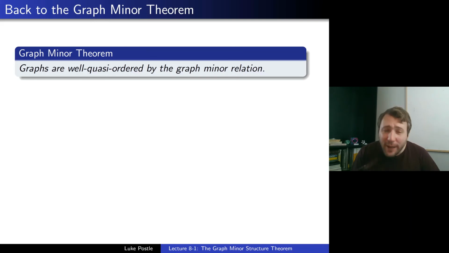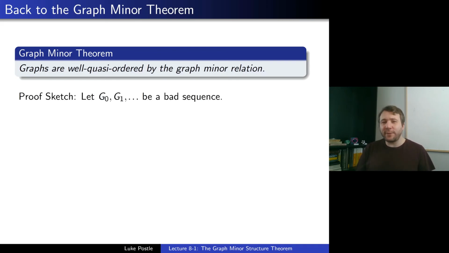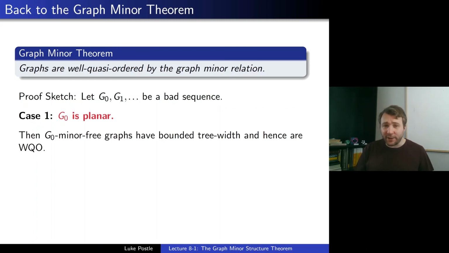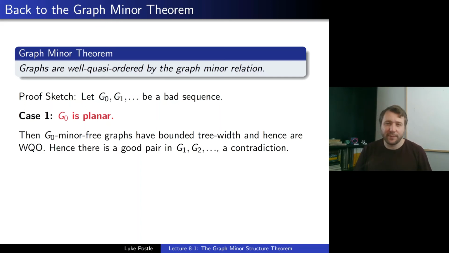So now back to the graph minor theorem. The same ideas show up if you want to sketch a proof of the graph minor theorem. Again, this would be quite long to do in detail and relies on the graph minor structure theorem, which takes many papers to prove. But here's roughly what you would do. You'd assume not, so you'd have a bad sequence, this infinite anti-chain, so let's call it G0, G1, etc. Case 1 would be that G0 is planar, and if you exclude planar graphs, then the rest of G1, etc. would have to have bounded tree width, so they'd be well quasi-ordered, so there'd be a good pair in G1, G2, which is a contradiction.